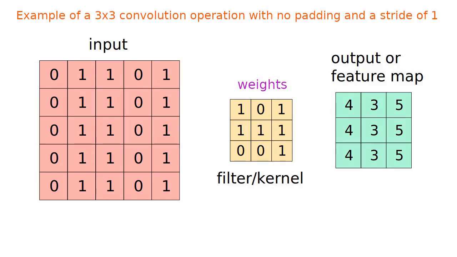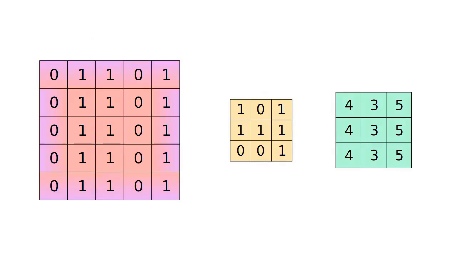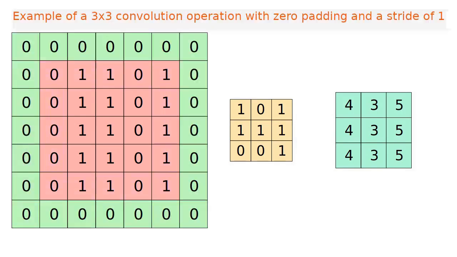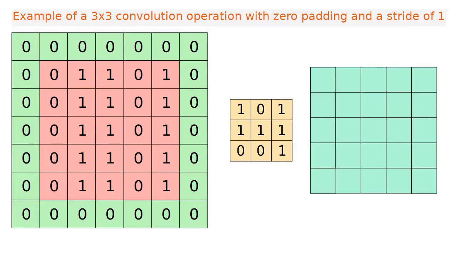It is clear that border pixels are processed less frequently than central pixels, potentially causing a loss of information near the edges. Additionally, the convolution operation reduces the output dimensions, which can be problematic when stacking multiple layers as the feature map shrinks rapidly. Zero padding addresses these issues by treating all parts of the input equally during convolution and maintaining the feature map size equal to the input.